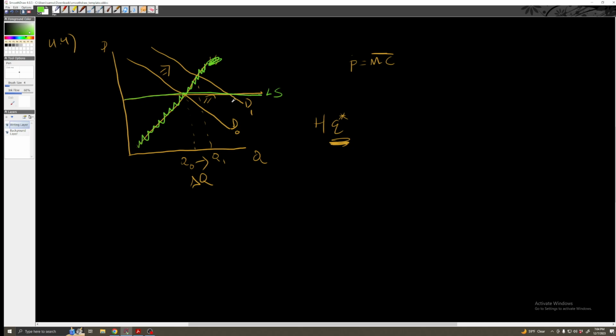I mean, here, actually, you know what? This is probably a useful illustration. So this is the short run supply curve. Can I go back to my other color? Probably not the same color. This is our short run supply curve.